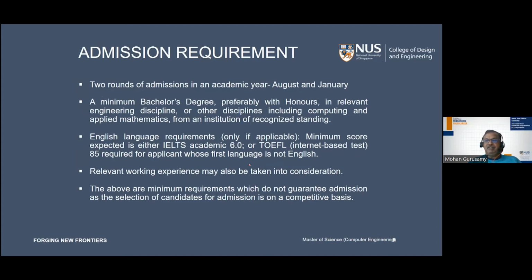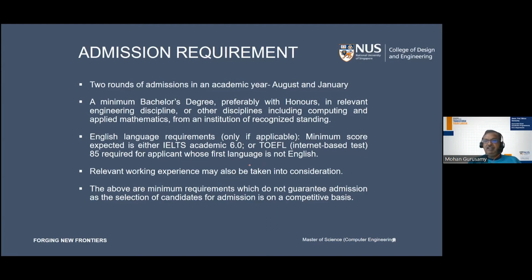Now about admissions, there will be 2 rounds of admissions, 2 cycles in an academic year. For the first round of applications, the semester will start in August. Then for the second round, the semester will start in January. That means we admit students for semester 1, which begins in August, as well as for semester 2, which begins in January.